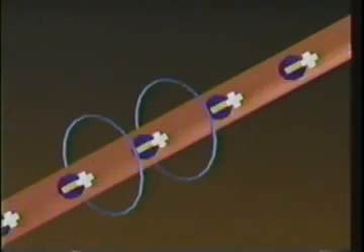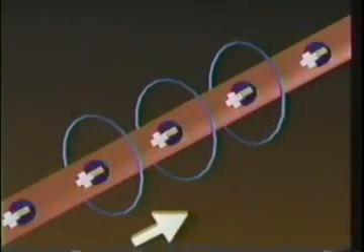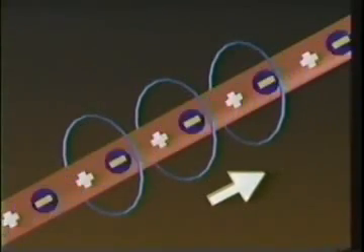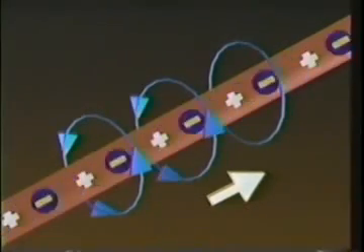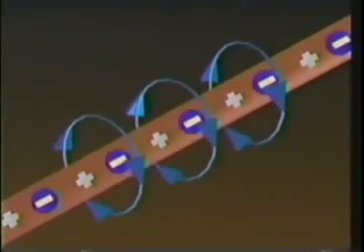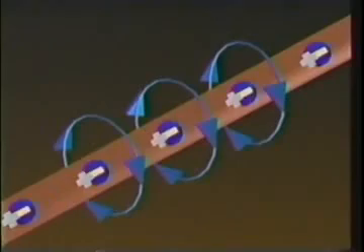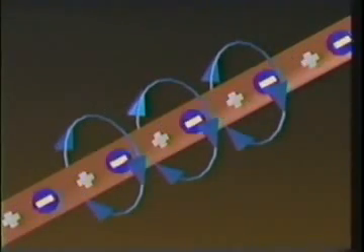Depending on which way the negatively charged electrons flow through the conductor, the magnetic field around the conductor will be in one of two directions. With the electrons flowing this way, the magnetic field around the conductor is in this direction. Reversing the flow of electrons doesn't affect the shape of the pattern, but it does affect the direction of the field. Reverse the electron flow through the conductor, and the magnetic field direction will reverse as well.